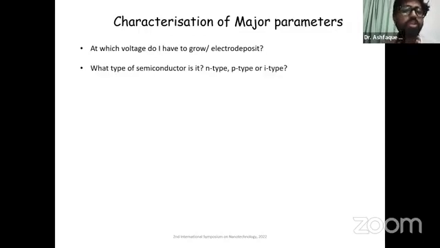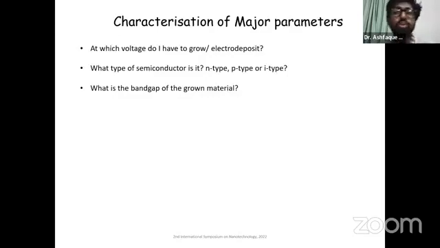And at the same time, we need to find out, after the growth, what type of material it is. Is it N-type material, P-type material, or I-type material? If you remember the graded bandgap structure, we need to understand what type of material it is to actually fabricate the device structure as planned. And another question is the band gap. We need to find out the band gap of the grown materials, because that is also important for structuring the graded bandgap solar cell. So these are the questions that need to be answered.